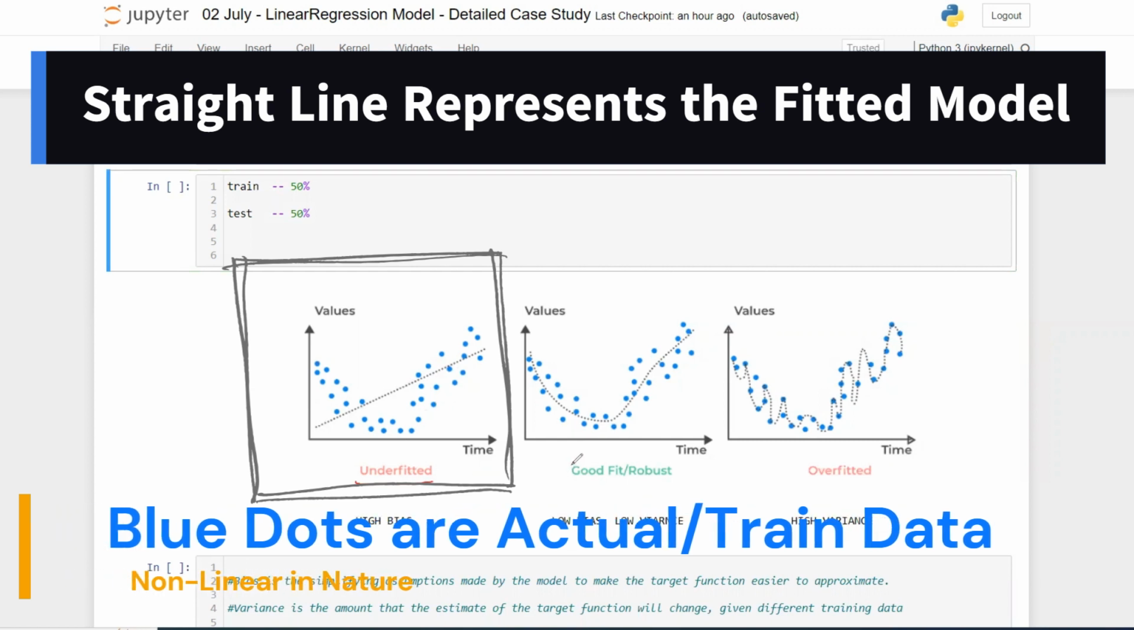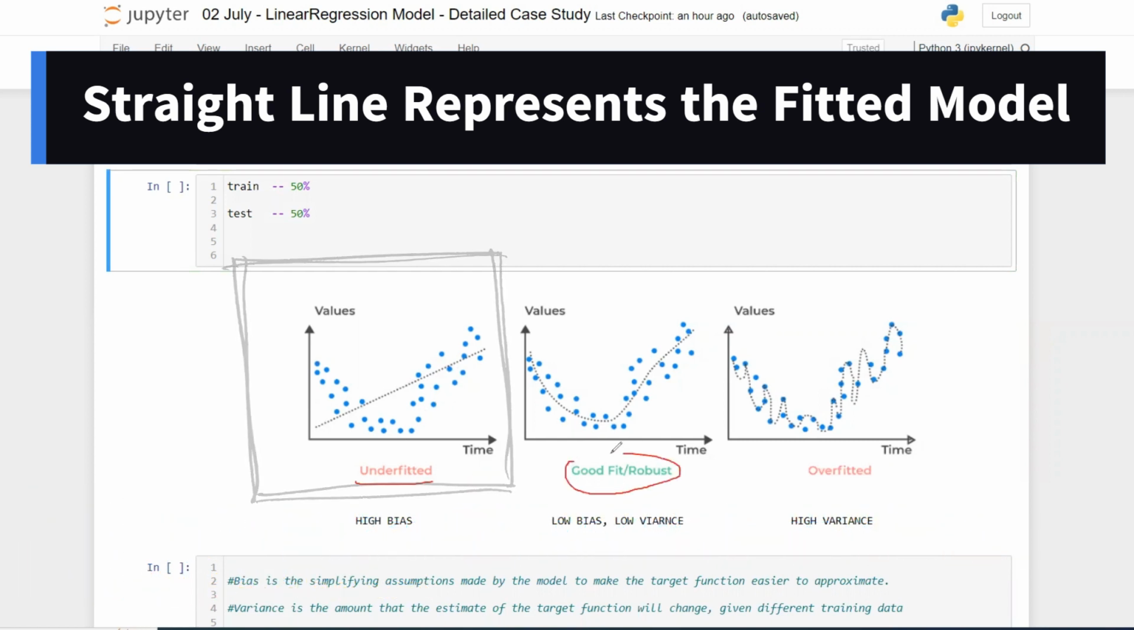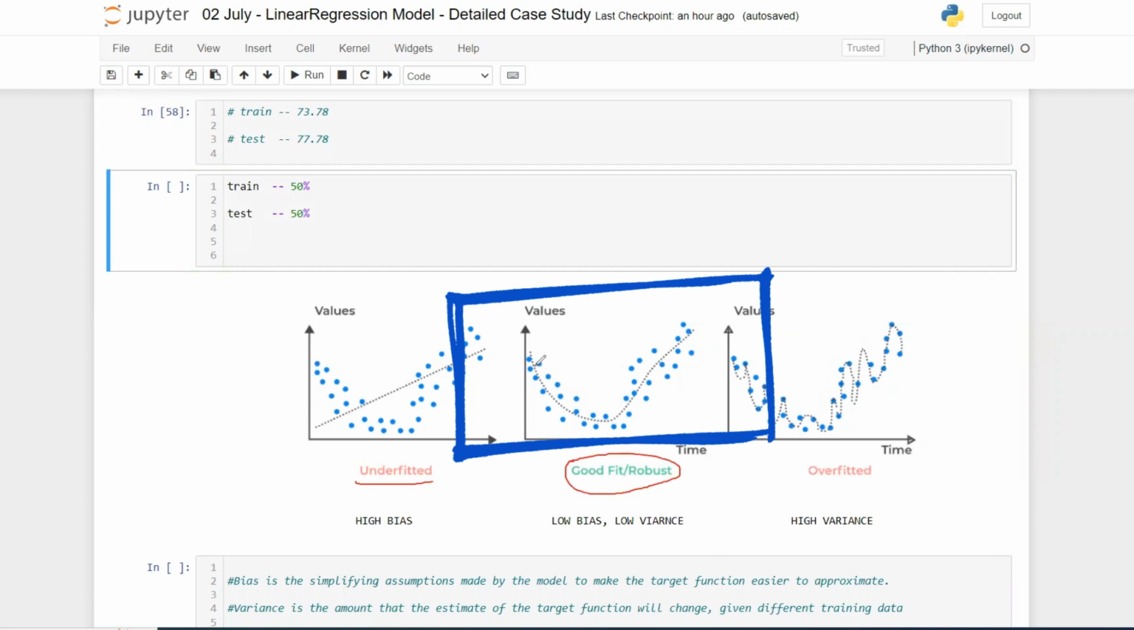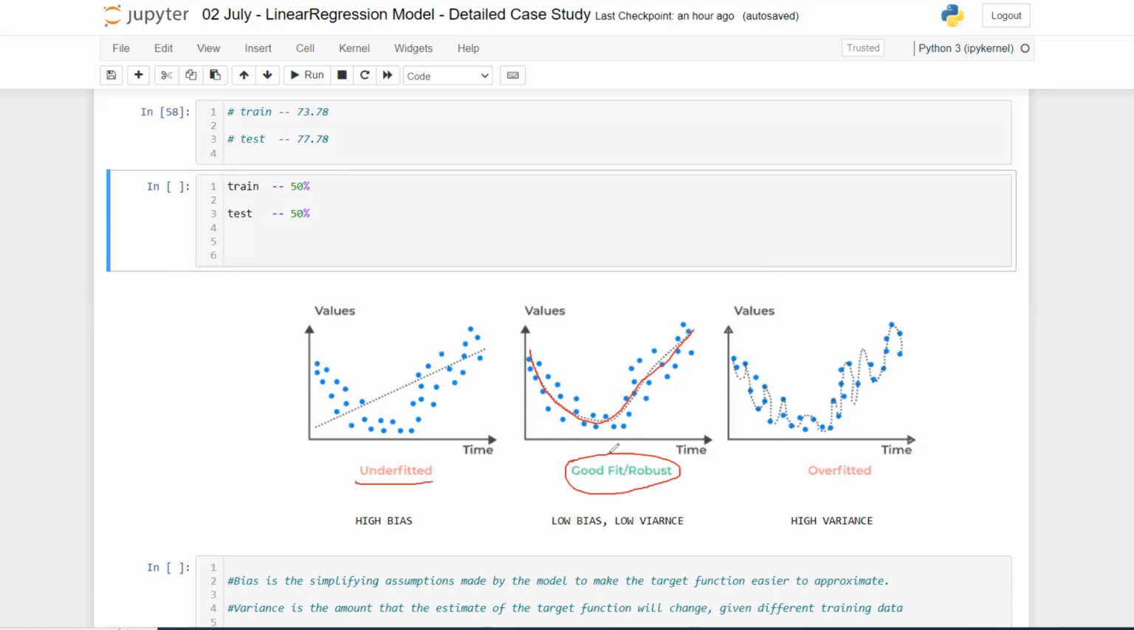When I say what a good fit model is, a good fit model is where this dotted line, or the predicted values, are almost within the blue dot range. Okay, that is known as a good fit. But in this case, the underfitted model is just blindly creating an equation based on which it is predicting some values.